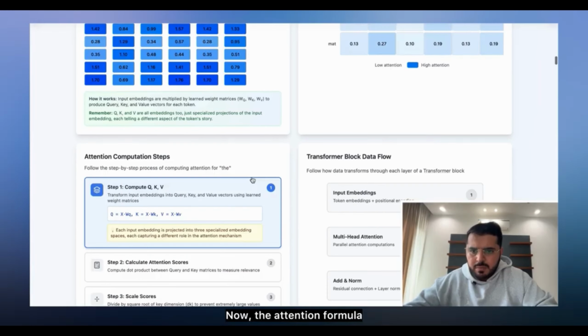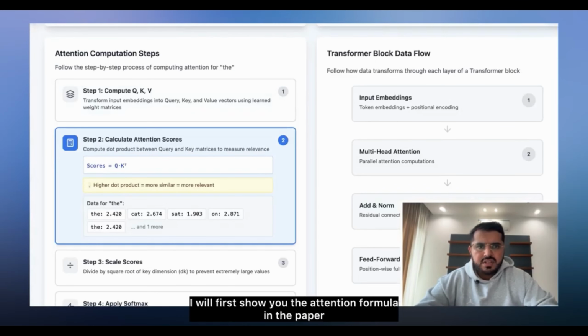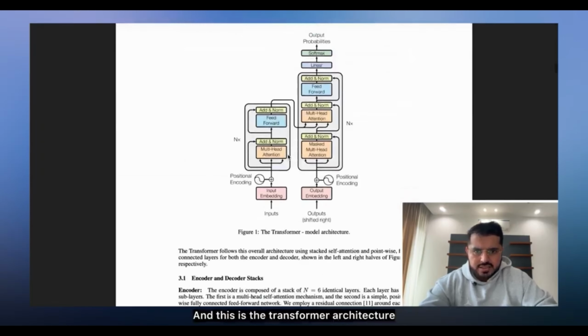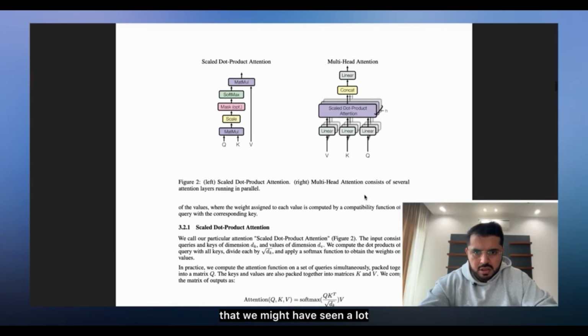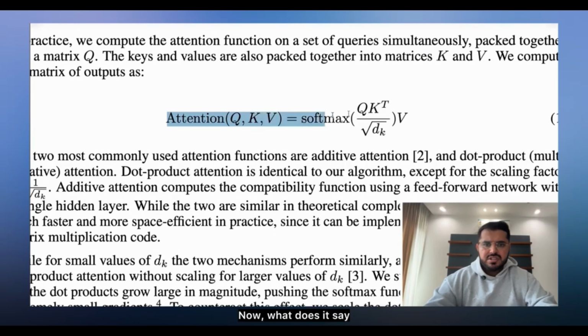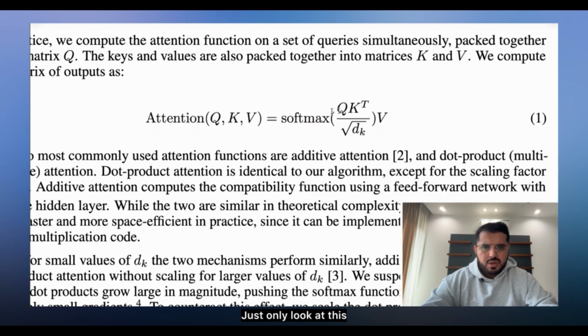Now the attention formula, let us look at what the attention formula says. I will first show you the attention formula in the paper. So this is the original paper, "Attention Is All You Need." And this is the transformer architecture, the encoder-decoder architecture that we might have seen a lot. Let me open the attention formula. Here goes the attention formula. Now what does it say? First, it says that attention is a function of query, key, and value, right? Forget about softmax, just only look at this.